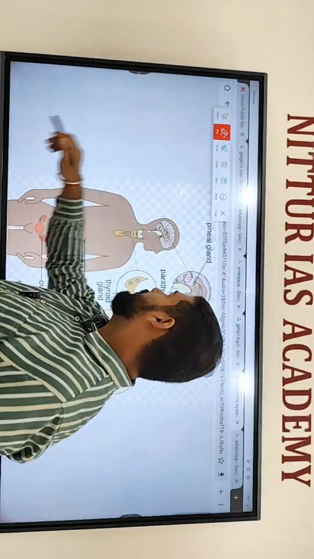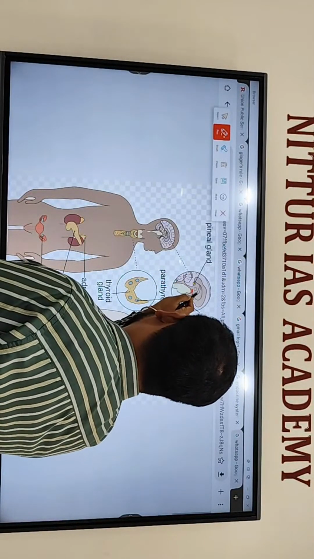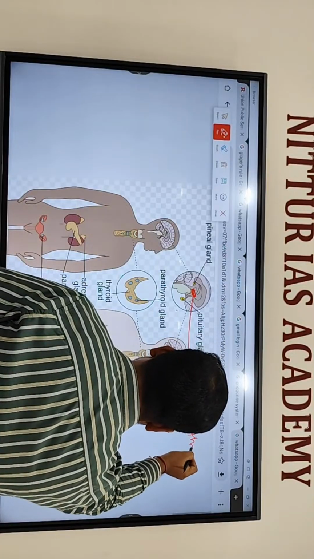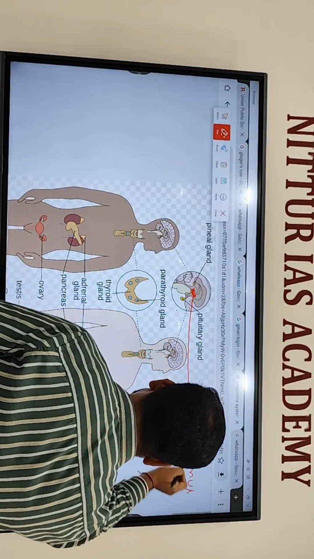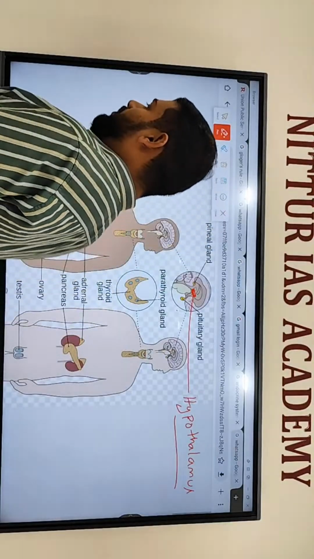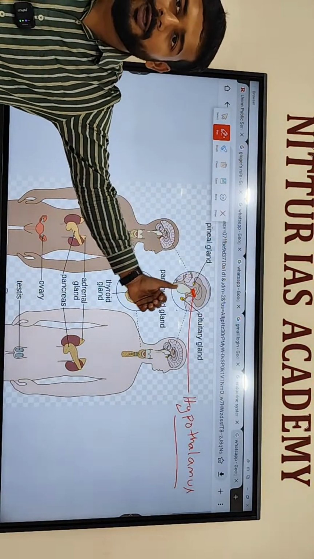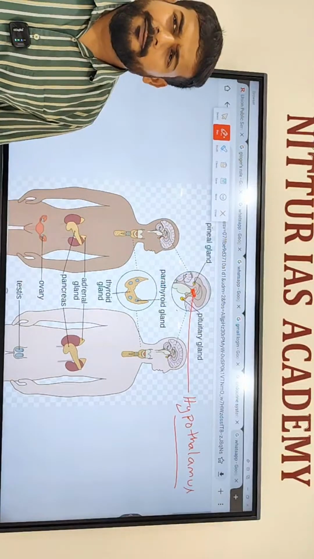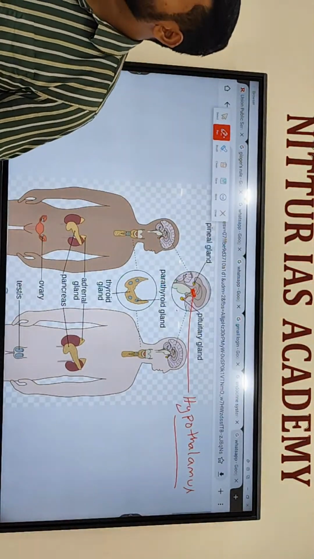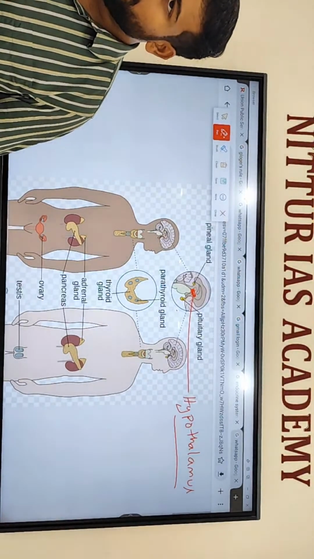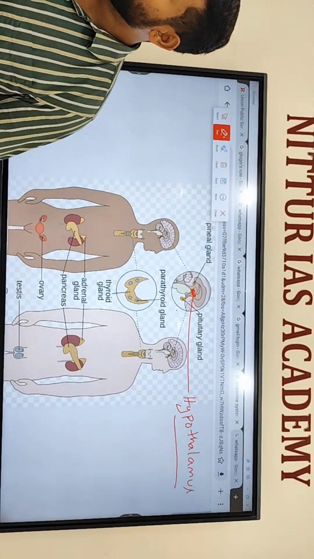Then hypothalamus. It is called the master of the master gland, right? It controls the functioning of the pituitary gland. The main function of the hypothalamus is that it controls body temperature, controls thirst, controls urination, right?